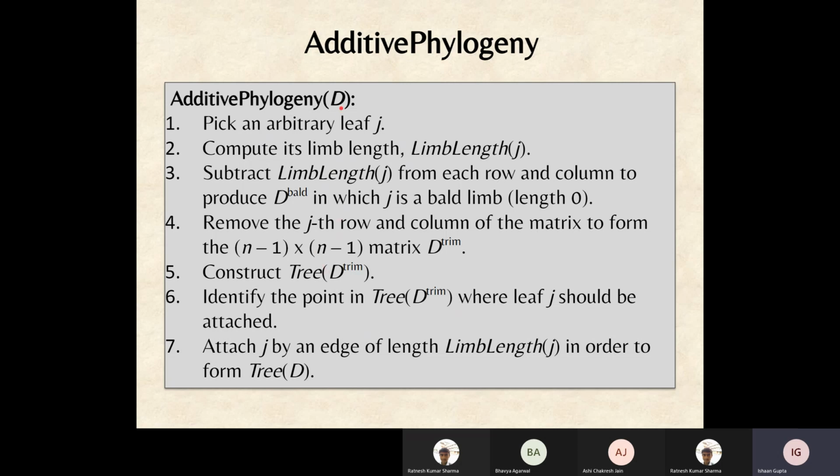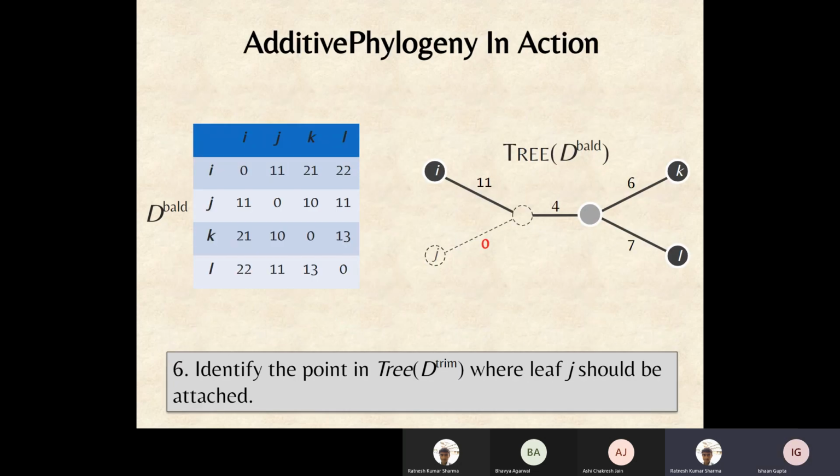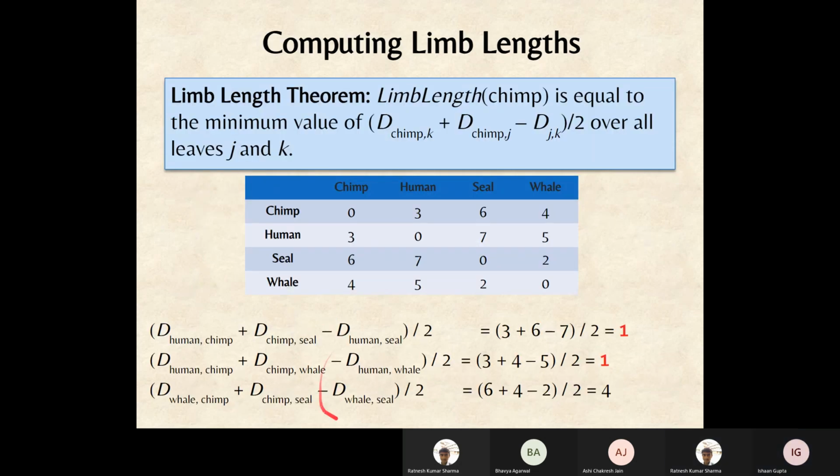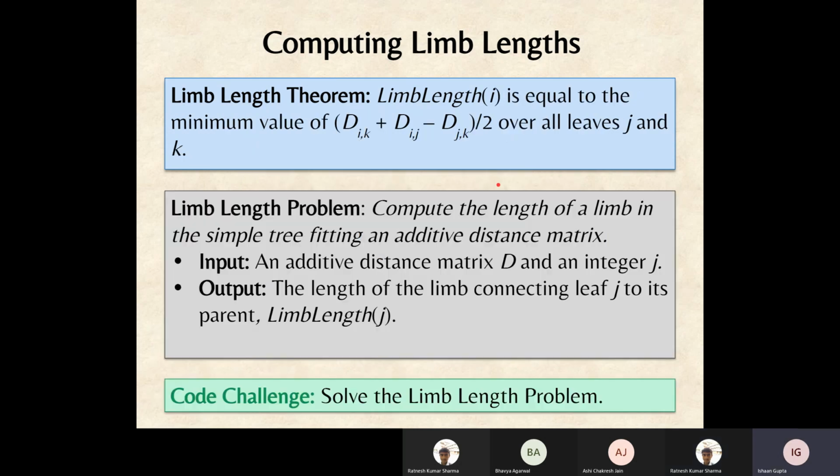Briefly, the algorithm is: you pick an arbitrary leaf J and compute the limb length. Sir, I did not understand how the limb length of j is equal to 2. Sir, can you please explain again, from this formula? You have to compute now.